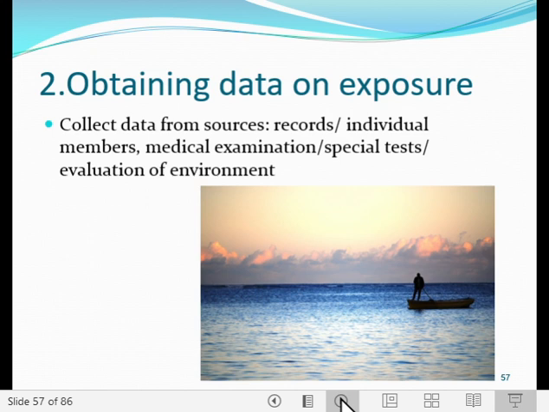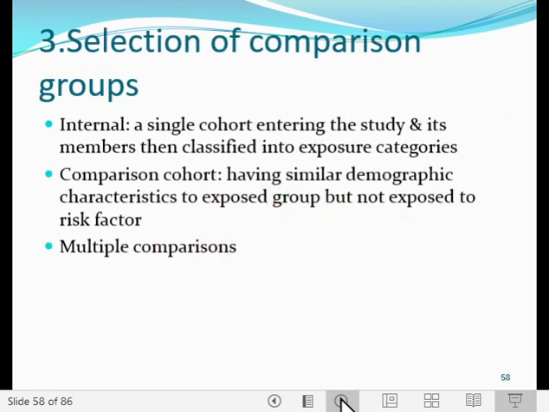Obtaining data on exposure, that is, collect the data from the sources either directly from the records or from the individual members by taking proper history or doing their medical examinations, special tests and evaluation of the environment. Next, you select the comparison group.